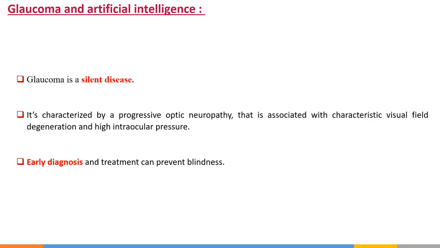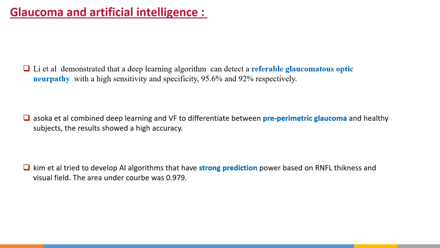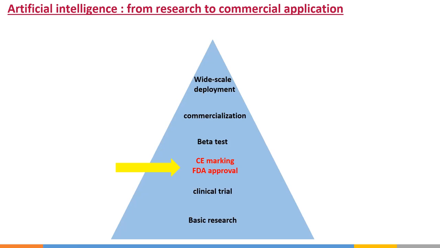The third disease is glaucoma. It's a silent disease, characterized by a progressive optic neuropathy associated with characteristic visual field degeneration and high intraocular pressure. Early diagnosis and treatment can prevent blindness. The diagnosis of glaucoma is based on three parameters: the nerve head morphology, the visual field assessment, and the RNFL thickness on OCT. Algorithms have been made from these three parameters to detect preperimetric glaucoma and to give a strong prediction of the evolution of this disease. So now we are far away from commercialization. We still have to look for the FDA approval, the CE marking, and to do beta tests before commercialization.